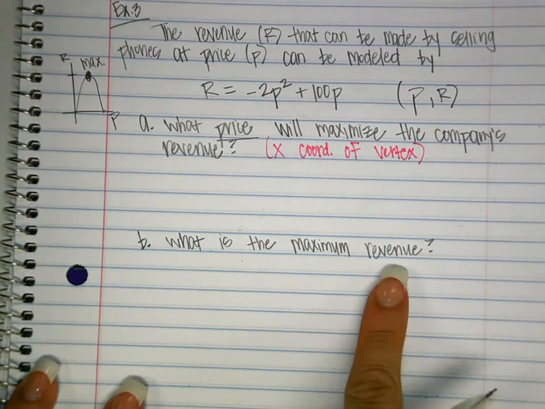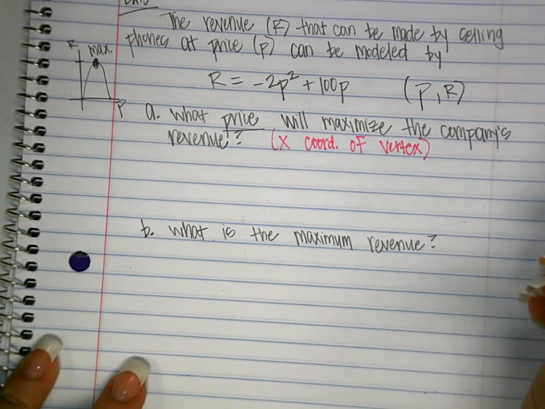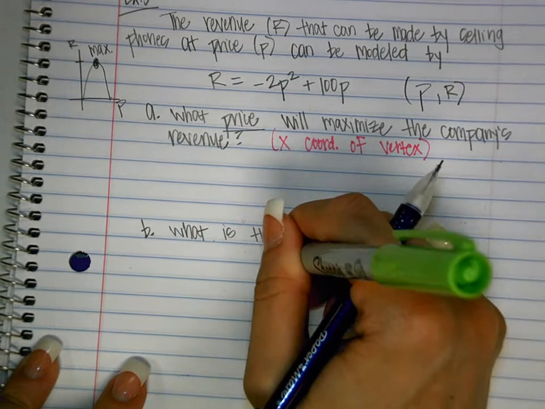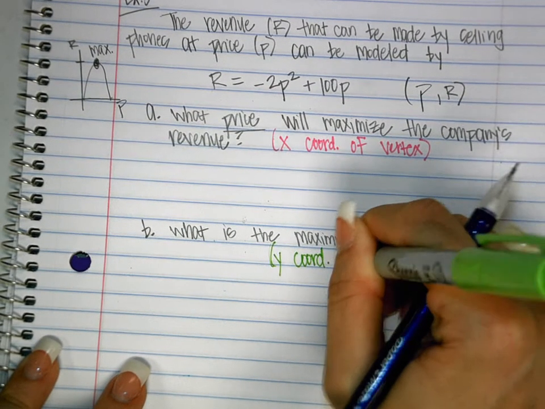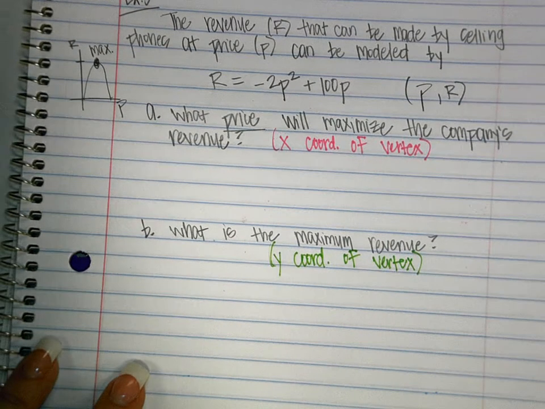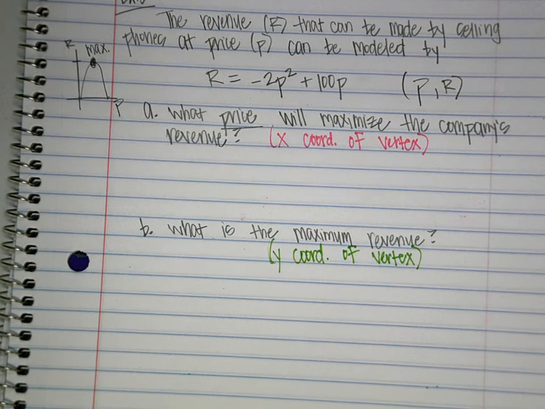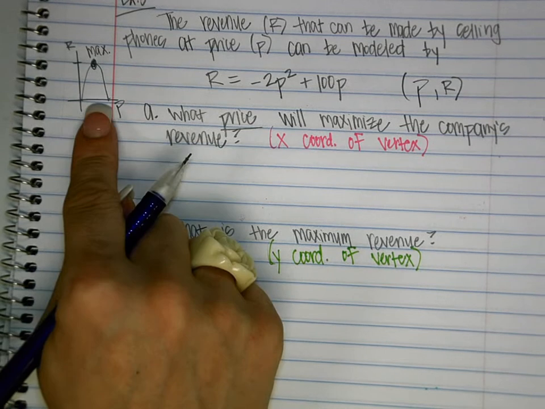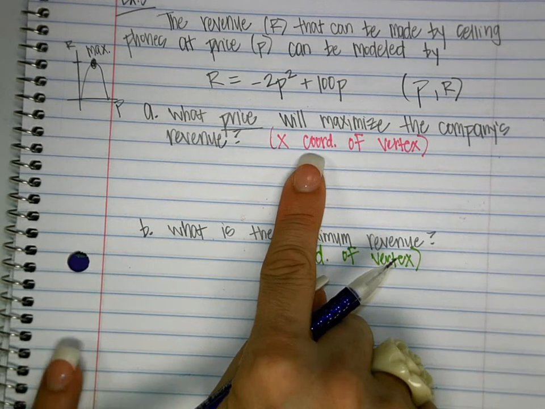What is the maximum revenue? What do I actually need to find here? The y coordinate of the vertex. So anytime we're asking about maximums, almost always on these word problems, we are basically finding the vertex of the parabola. So how would I find the x coordinate of this vertex?